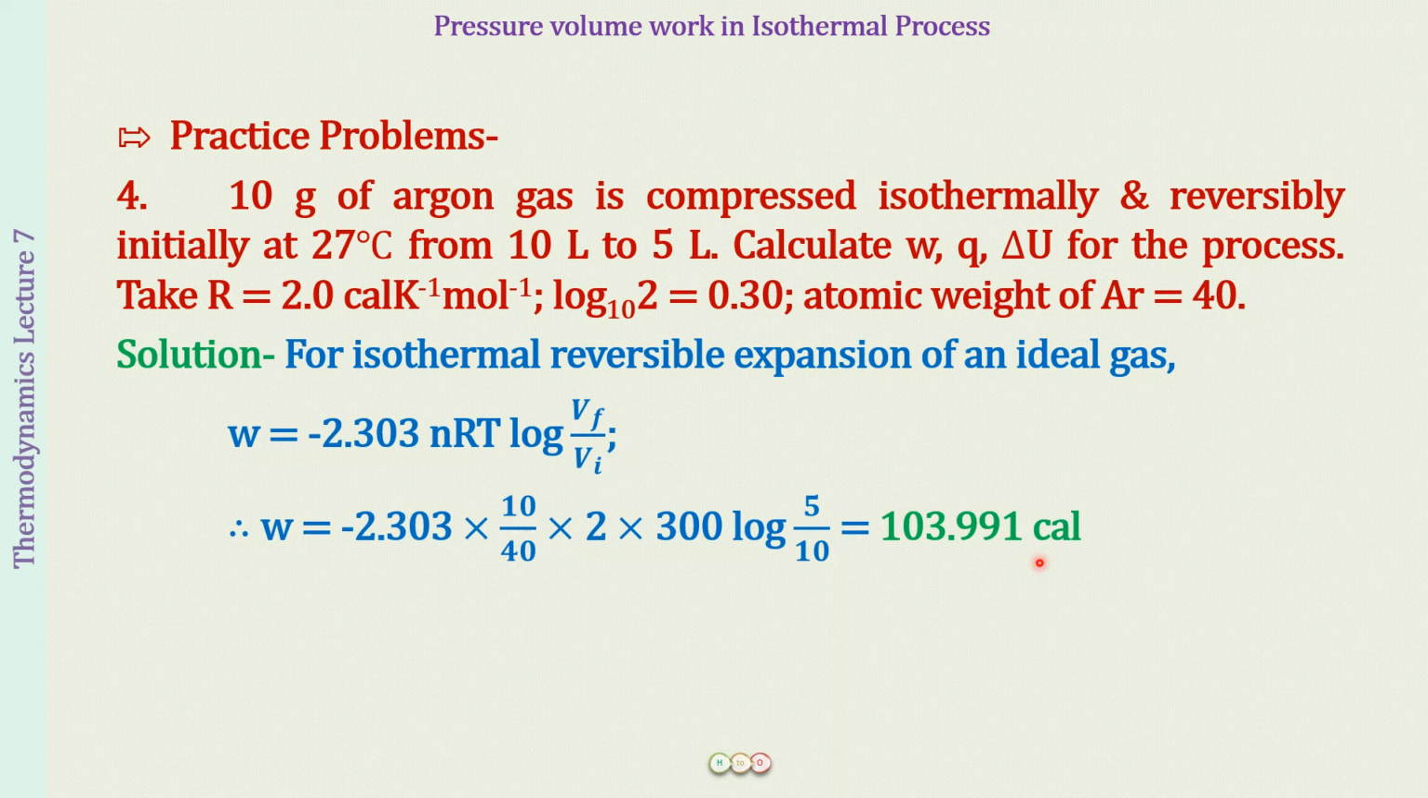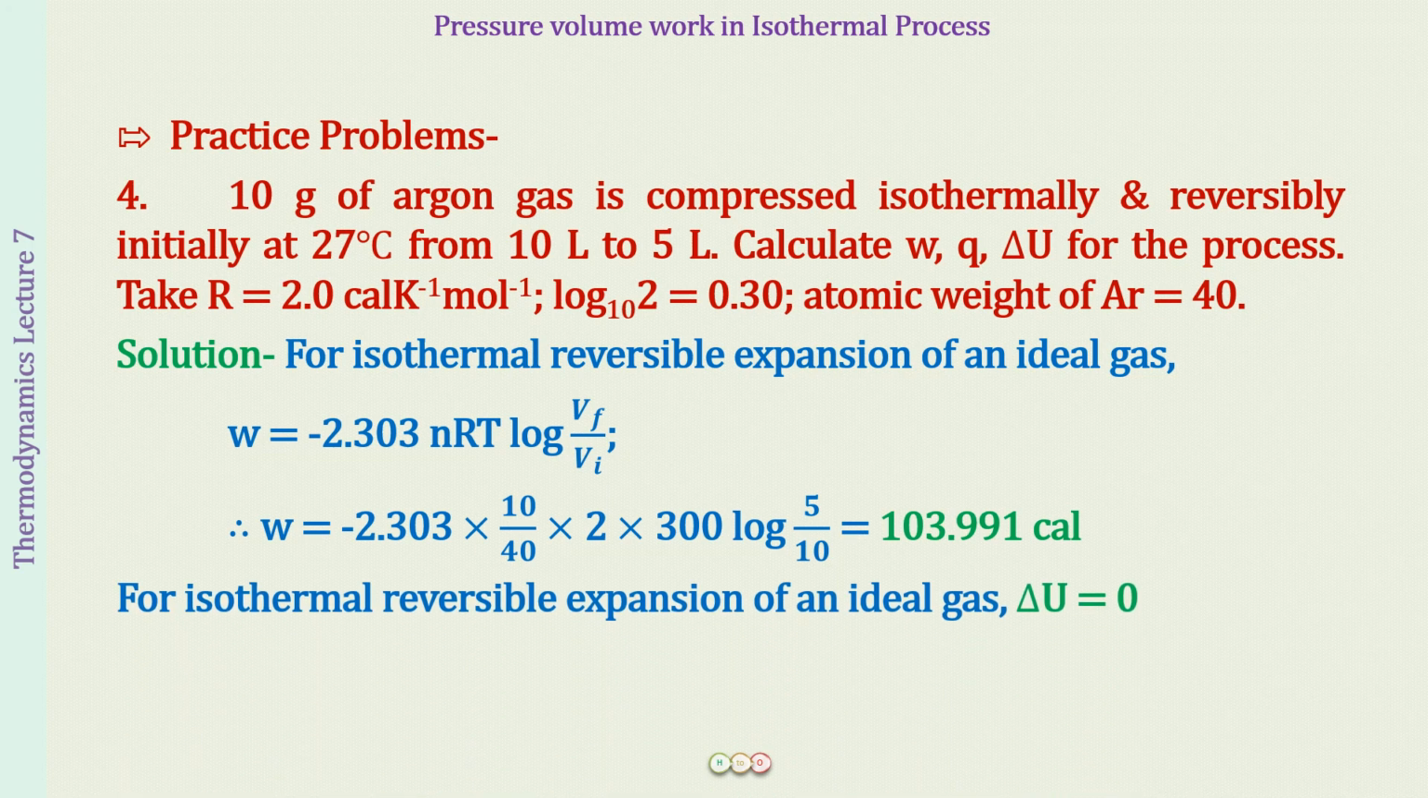103.991 calories. Okay, so this is what is going to be the work done in the process, and because this is a positive value, you can see that this is work done on the system and this is compression of the gas. Okay, so I hope now the sign conventions are also getting clear to you.